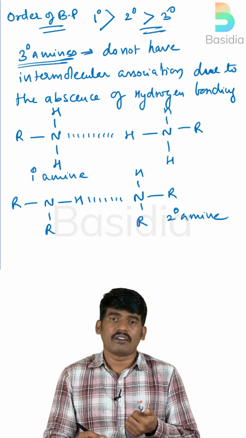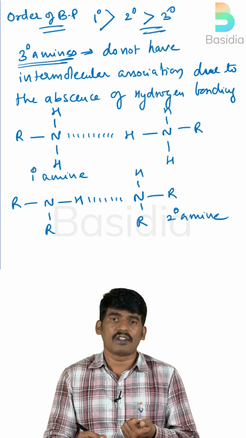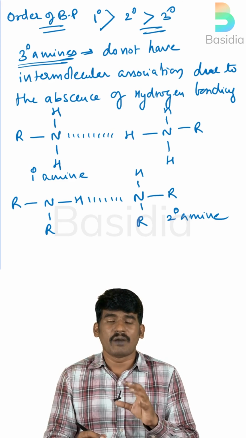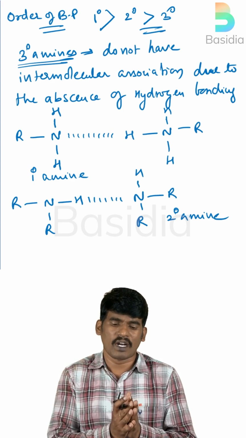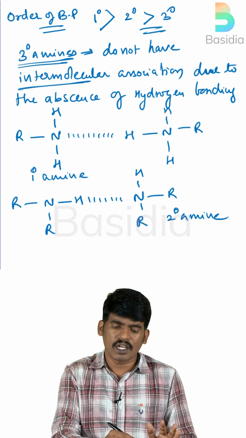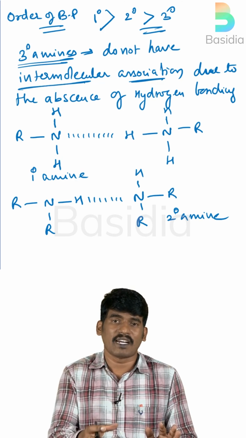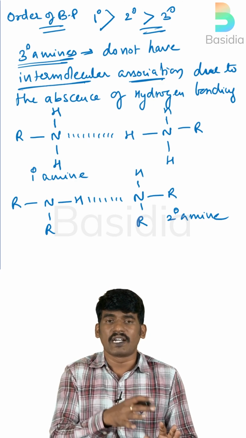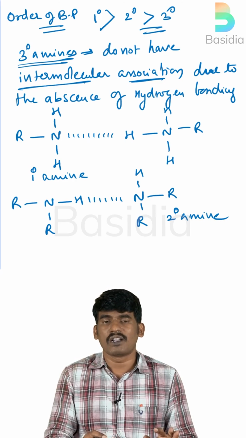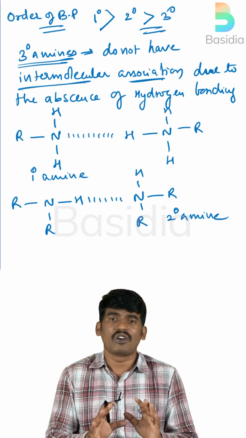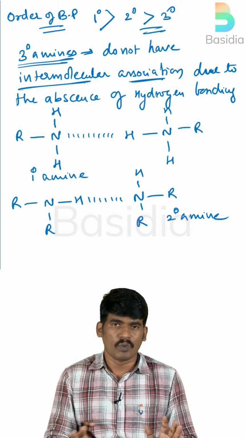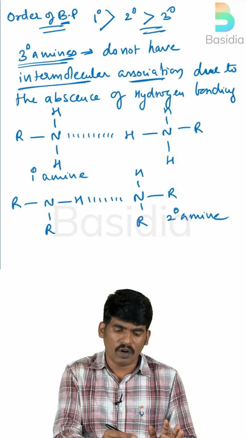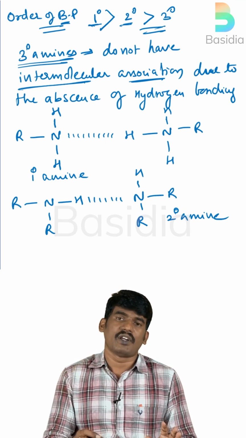Why do primary amines have a higher boiling point? Because primary and secondary amines are associated with the help of hydrogen bonding. That intermolecular association is present in primary and secondary amines, but in tertiary amines it is not possible because hydrogen bonding is absent; there are no hydrogens on the nitrogen. So the boiling point order is primary amine higher than secondary, higher than tertiary.